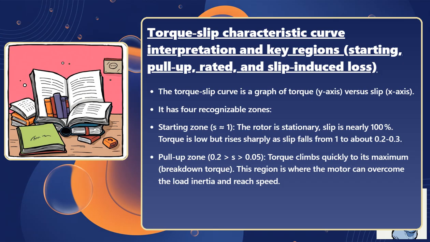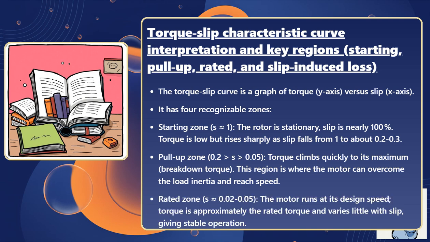Torque climbs quickly to its maximum breakdown torque. This region is where the motor can overcome the load inertia and reach speed. Rated zone, slip approximately 0.02 to 0.05. The motor runs at its design speed. Torque is approximately the rated torque and varies little with slip, giving stable operation.